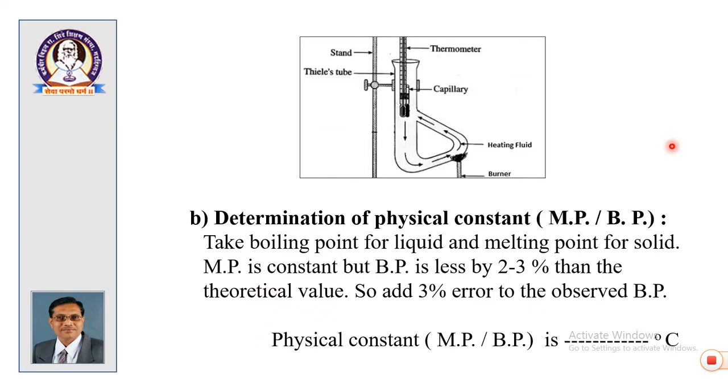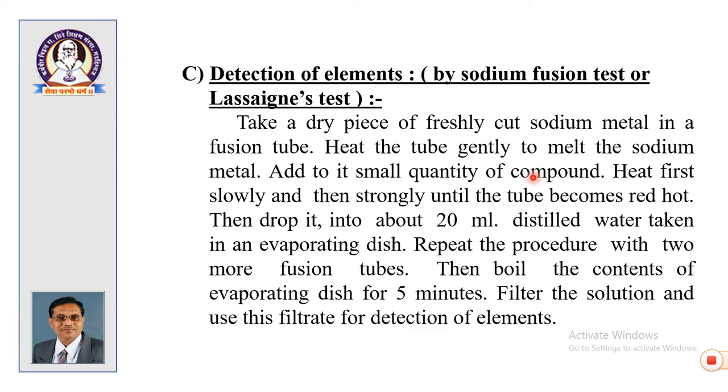Then you determine the physical constant by using Thiele's tube, which we have considered in the beginning also. Then there is an important test which is called Lassaigne's test or sodium fusion test. It is for detection of elements. An organic compound contains various elements, carbon, hydrogen, oxygen, etc., and some additional elements. So, for investigation of these there is a particular procedure called the sodium fusion test. What is the procedure? We will see.